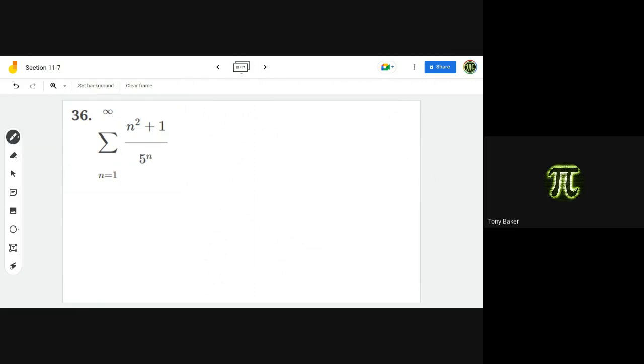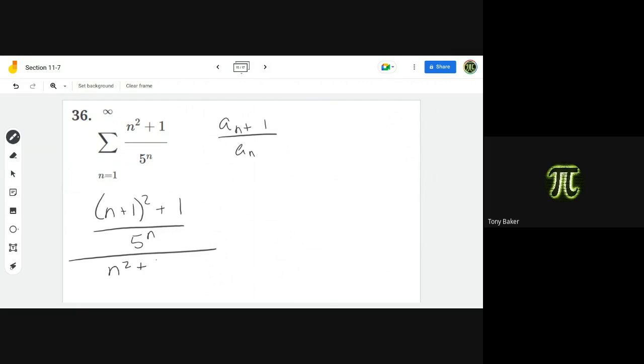So in the ratio test, we're looking for a to the n plus 1 over a to the n. So I have n plus 1 squared plus 1 over 5 to the n plus 1, all over n squared plus 1 over 5 to the n. All right, so let's clean up and deal with the thing on the top. And then we can do the keep, change, flip part all at the same time.